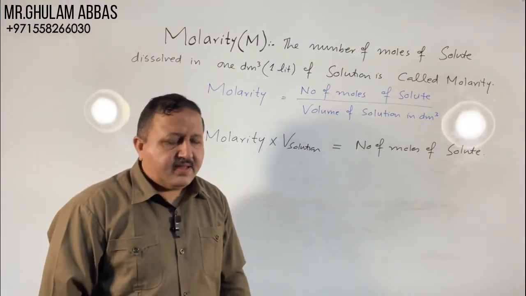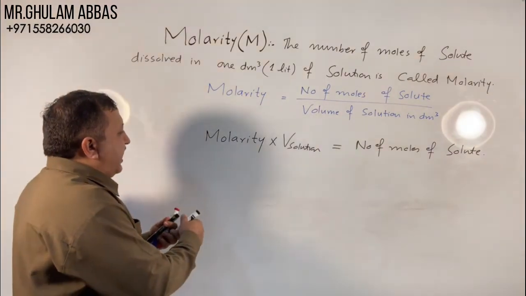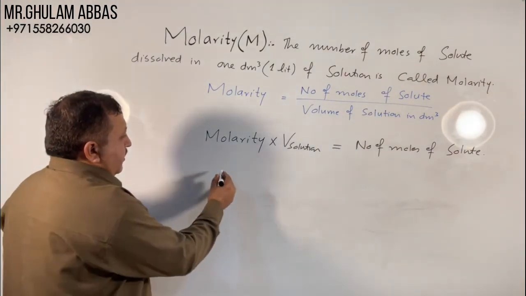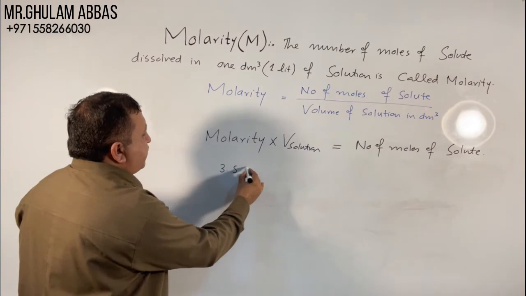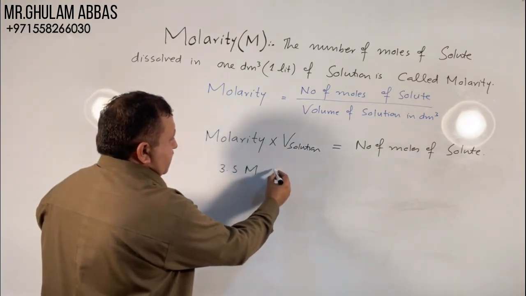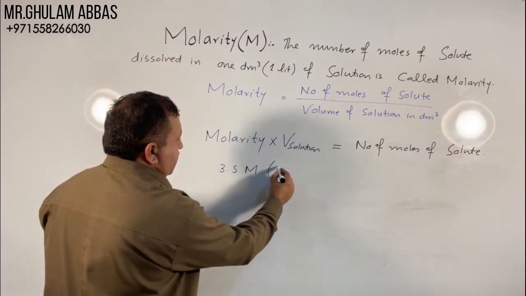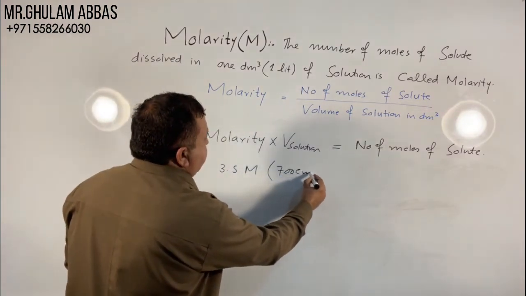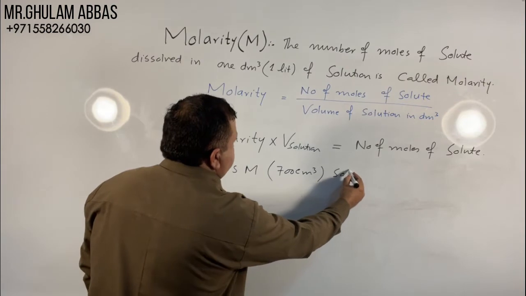For example, I have the solution of 3.5 molar, 700 cm cube solution.